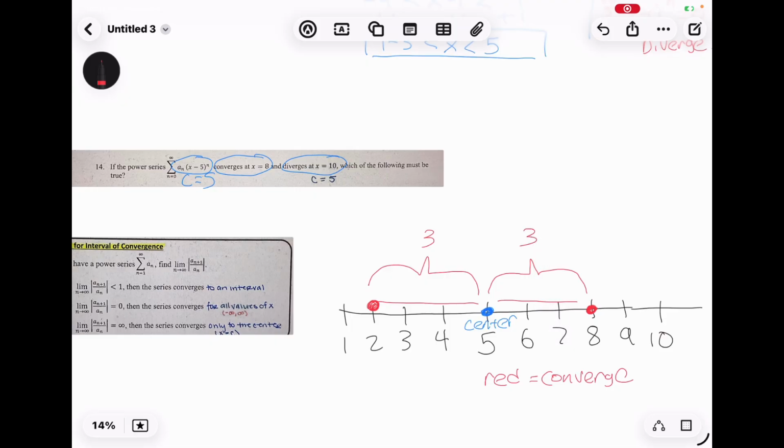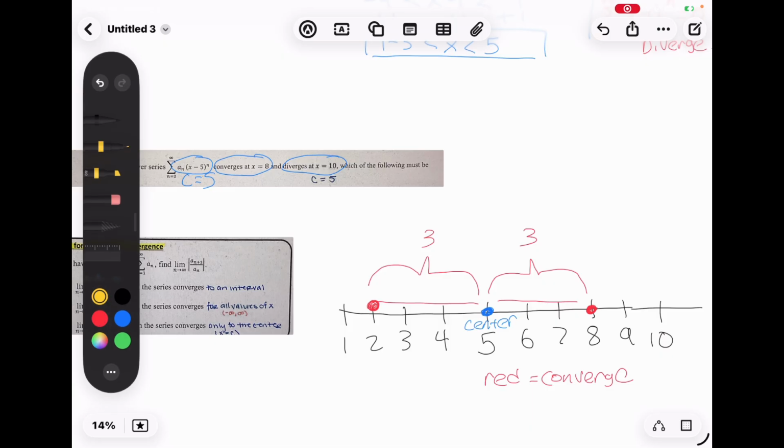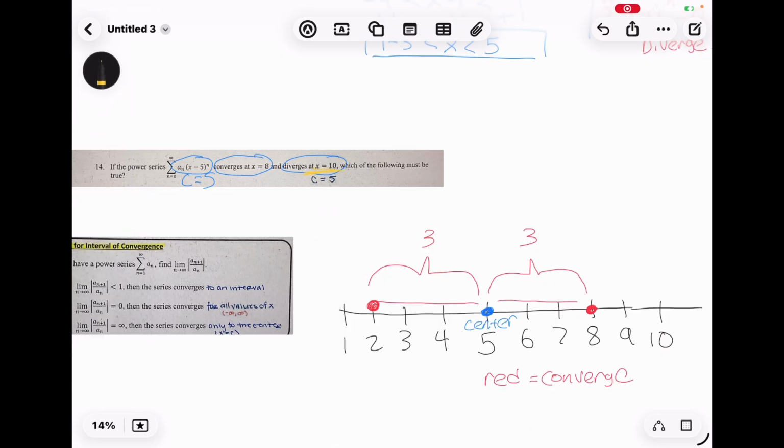Now, it says it diverges at x equals 10, right? So I'm going to draw that in yellow. So x equals 10, yellow diverges. If it starts at the center and goes all the way to 10, that is a 5-point difference, as we can see. So the other 5, which is at 0, sorry, I didn't write 0 here, right here, is also 5 on the left because the radius goes both ways, right? Very good.